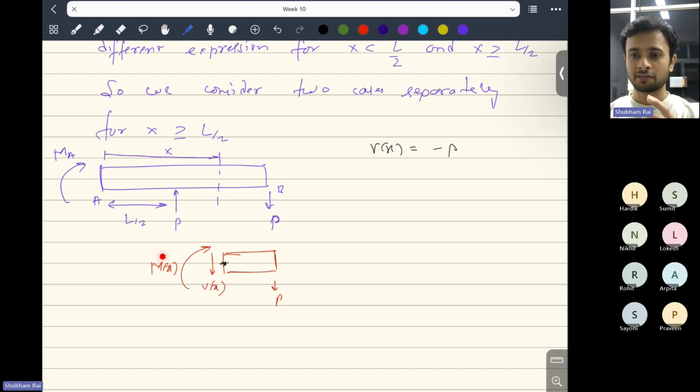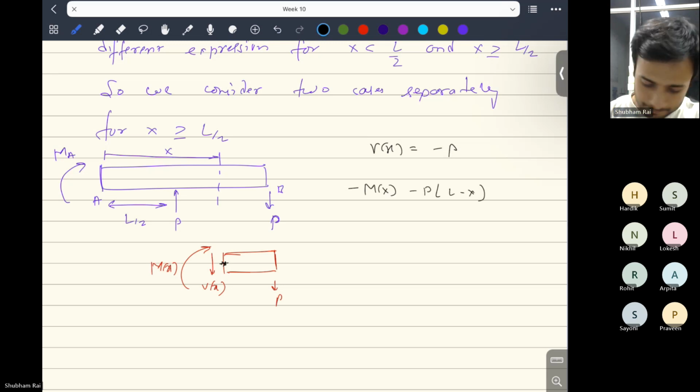It has separate sign convention, and when we write equilibrium equations or force and moment balance, this is treated as external moment, which has a different sign convention. Its sign convention is simple: if it is in positive z direction, it is positive. If it is in negative z direction, it is negative. So here it is in negative z direction. So we will start with this. It is minus mx minus of p into L minus x, that will be equal to 0. So mx here is equal to minus of p into L minus x.